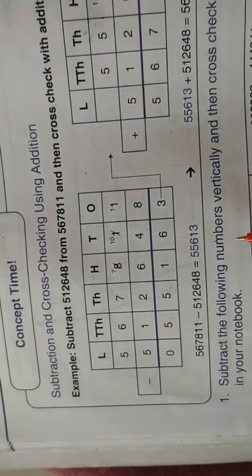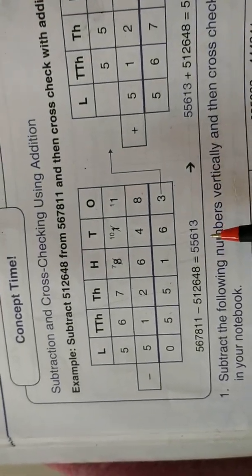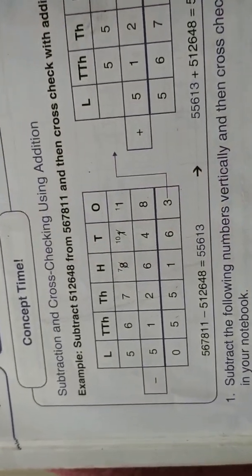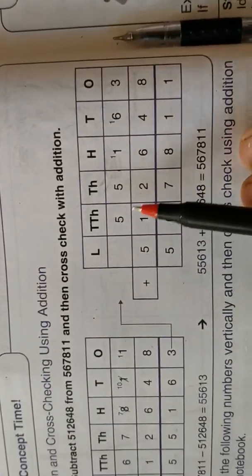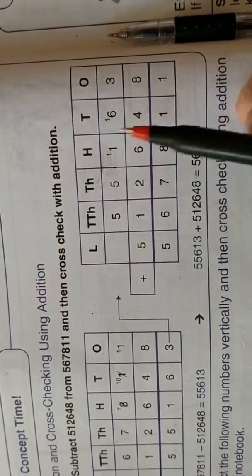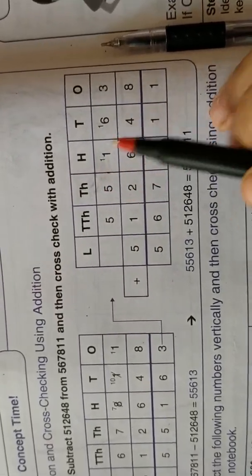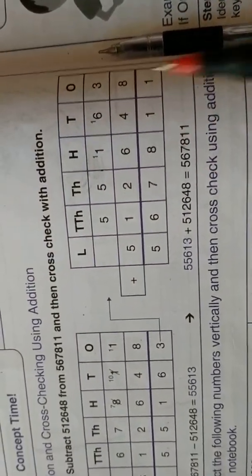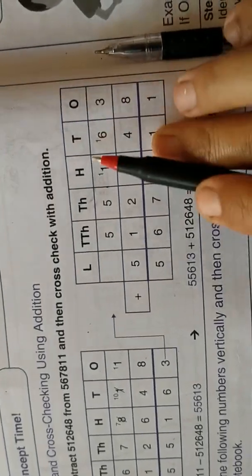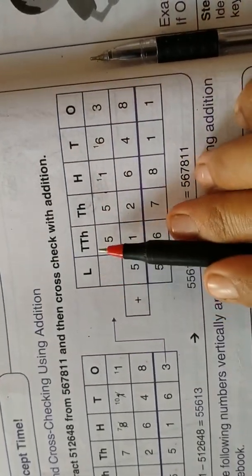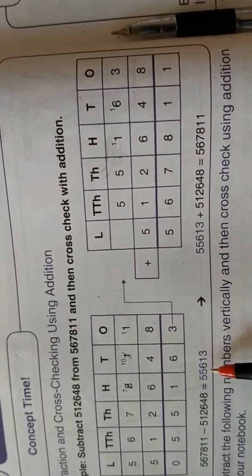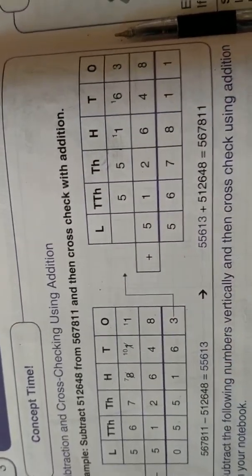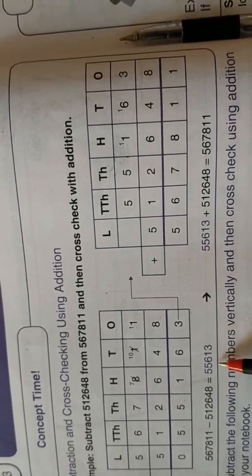Now we'll check this answer, whether the answer is correct or not. How will we identify that? We have to do the addition. First of all, we have to draw the place value table. In that table we have to write the ones, tens, hundreds, thousands, ten thousands and lakhs. We have to write our answer, which we get from the subtraction.